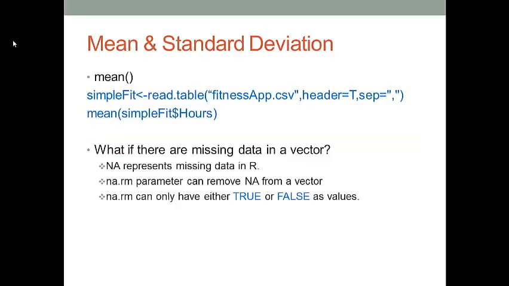First, the mean function. Mean can calculate the average of a data set. In the example on this slide, we have a data set called the fitness app. In this data set, we record each user's usage hours of a fitness mobile app. Suppose we want to calculate the average usage hours among our users. We can use the mean function. Let's try out this code in the R software.